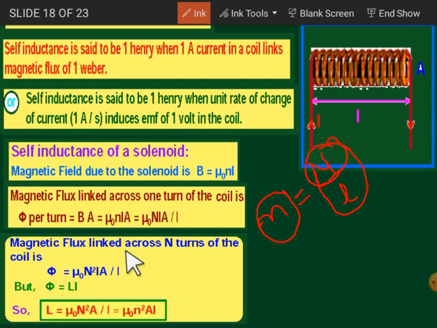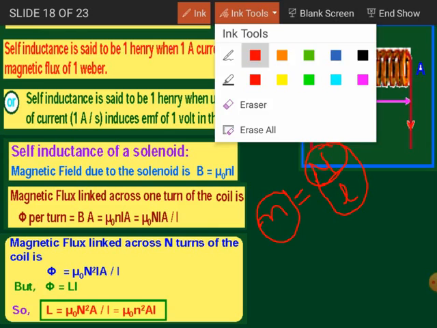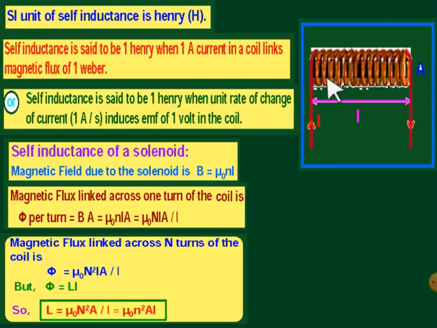So the magnetic flux linked across N turns of the coil, where capital N is the total number of turns, if expressed in terms of total number of turns, will be equal to mu naught N square I A by L. But we know that phi is equal to L I. So if you replace it here, I will cancel and it will be mu naught N square A by L, right? Or in terms of number of turns per unit length, it will be mu naught n square A l. Got it?